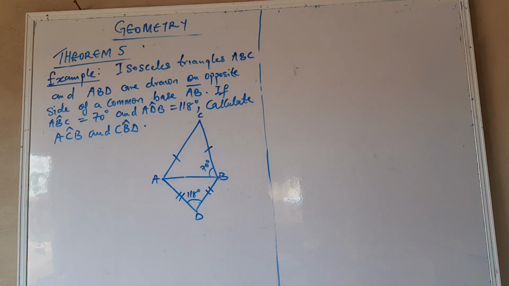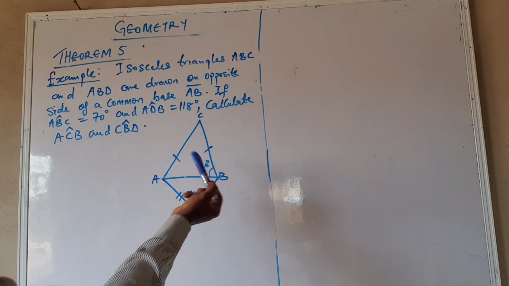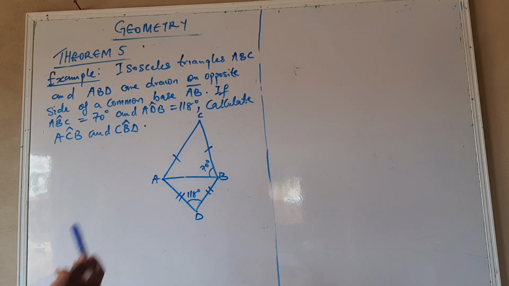Now let's look at this example. Under Theorem 5, it says that isosceles triangles ABC and ABD are drawn on opposite sides of a common base AB. If ABC is equal to 70 degrees and ADB is equal to 118 degrees, calculate ACB and CBD. So we're given ABC, which is 70 degrees, and we're also given ADB, which is 118 degrees.